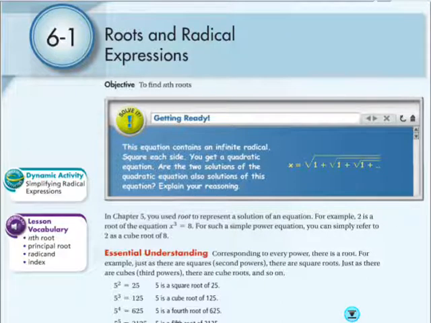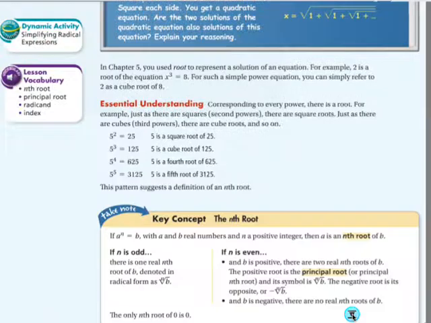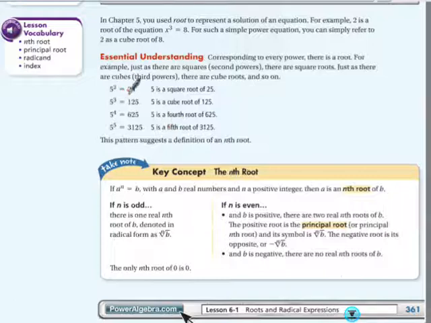So essential understanding here, really important that everybody understands that 5 squared is 25 and 5 cubed is 125, and that in the other direction it works the same. 5 is a cube root of 125 and 5 is a cube root of 625 and so on. This pattern suggests a definition of an nth root. If a to the n equals b, and all of them are real numbers, and n is a positive integer, then a is an nth root of b.